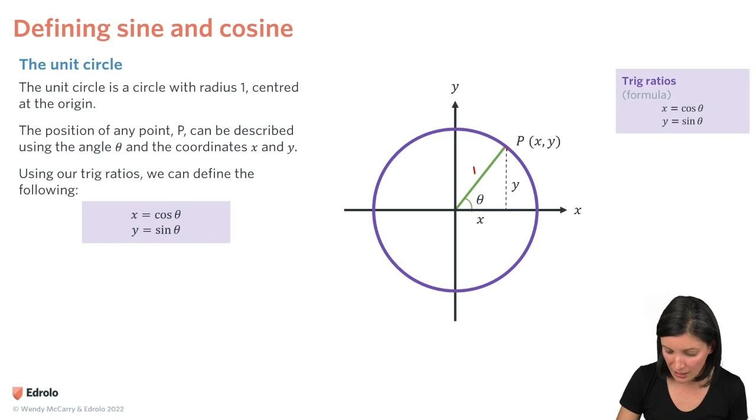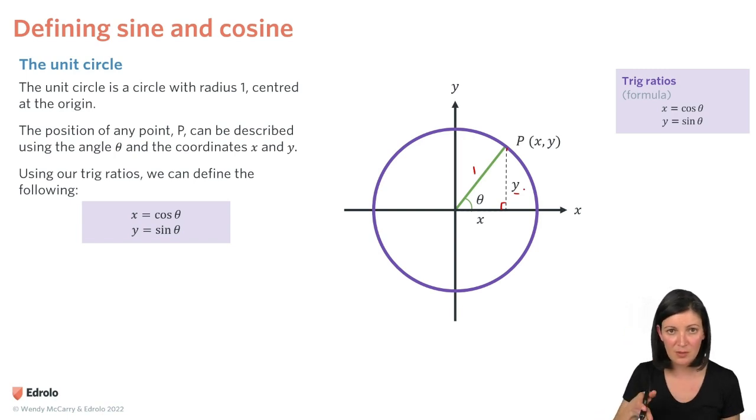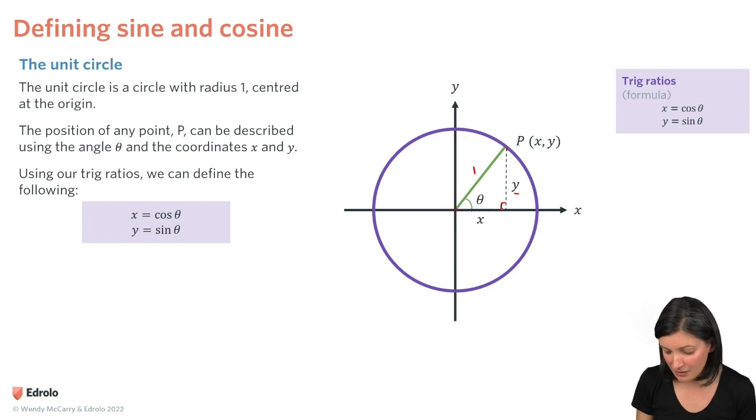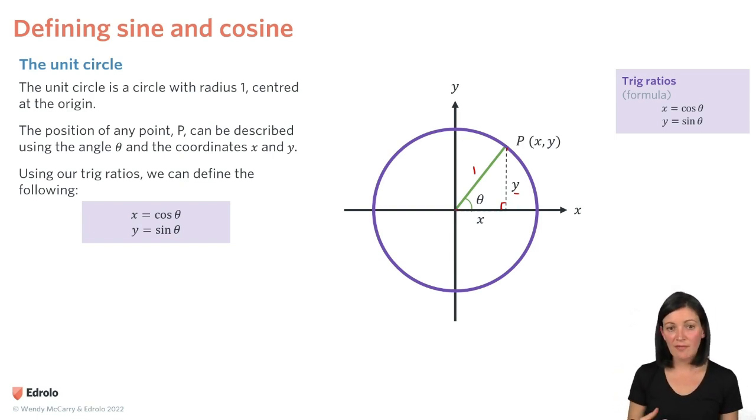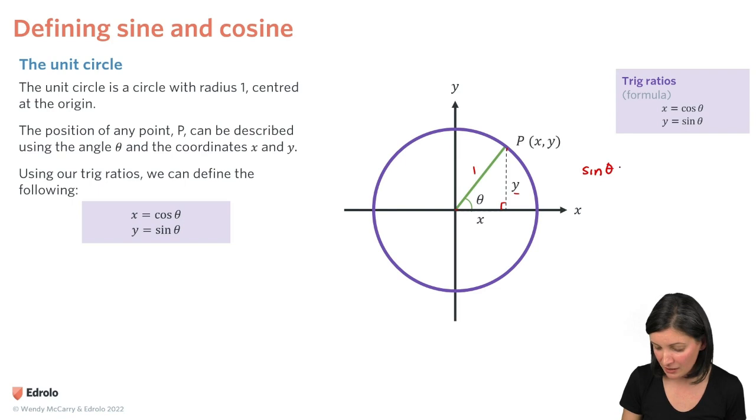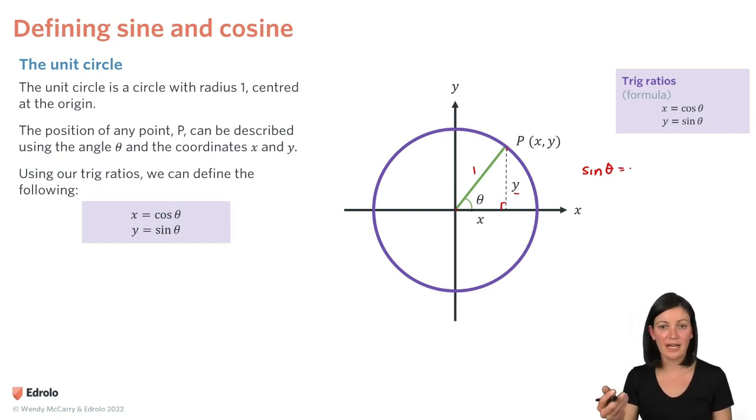And if I draw in this right angle triangle here, I know the height of that triangle would have to be y, because it's going up to that y coordinate. And the base of that triangle would be x. Now, if I think about my SOHCAHTOA here, because I've got a right angle triangle, if I wanted to say, what is the sine of theta? Well, I know the sine of theta is the opposite over the hypotenuse.